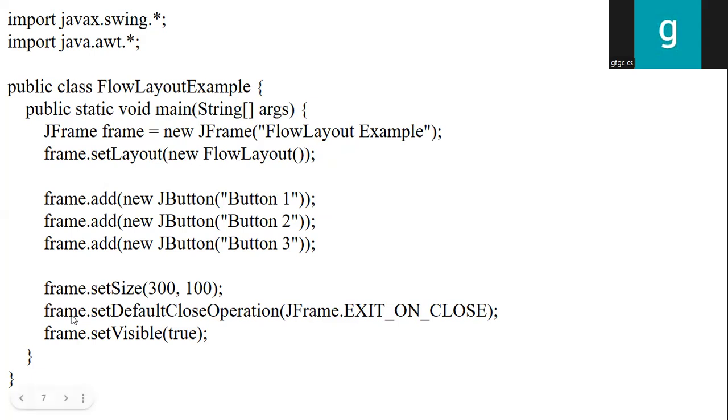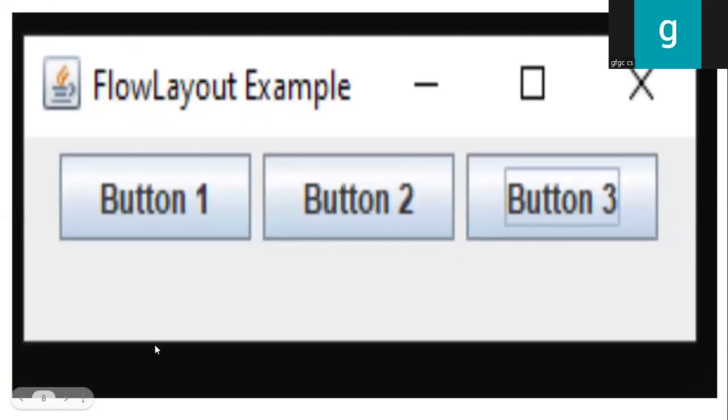Next, the frame size is 300 by 100. Set default close operation to exit on close, and set visible. The frame will be visible when I use the setVisible true function. Here is the output of that program. Button 1, button 2, button 3, three buttons are there. As I have set flow layout for this frame, all the buttons are arranged from left to right: first button 1, then button 2, and button 3.